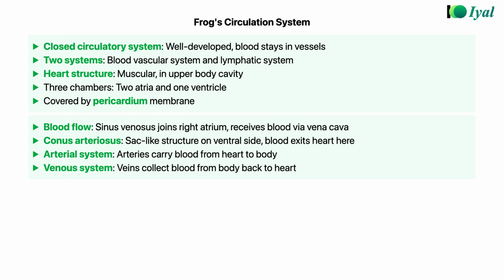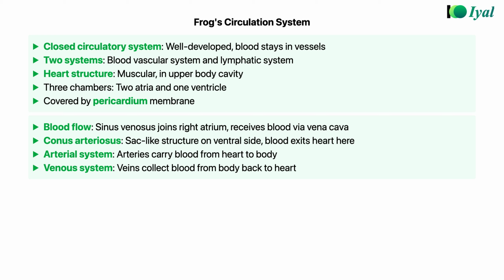Let's trace the blood flow. There's a triangular structure called the sinus venosus that joins the right atrium. This receives blood through major veins called the vena cava. On the other side, the ventricle opens into a sac-like structure called the conus arteriosus on the lower or ventral side of the heart. This is where blood exits the heart.